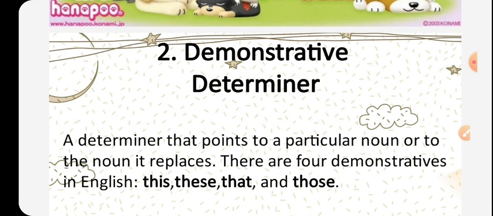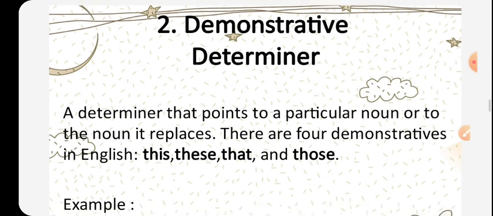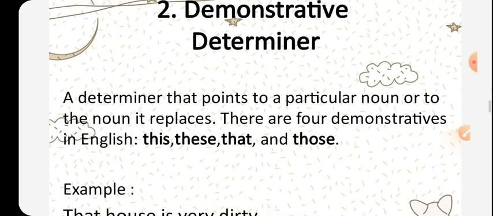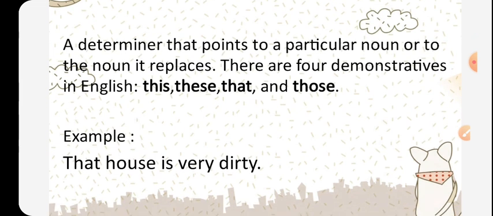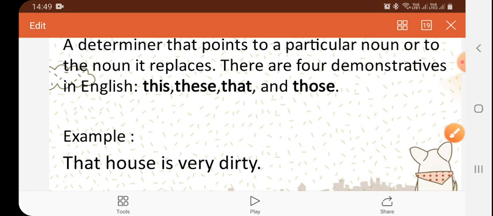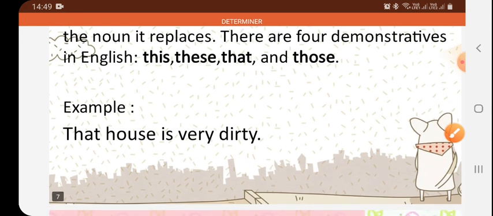Now there are four demonstratives: this, that, these, and those. For example, that house is very dirty. So here, which house is dirty? That. That here is our determiner. Okay.